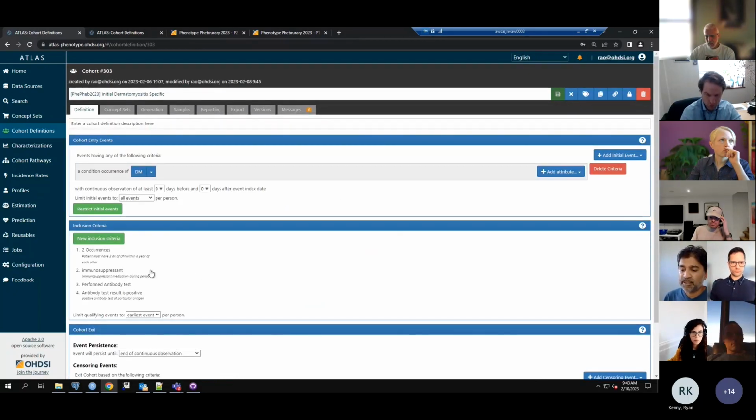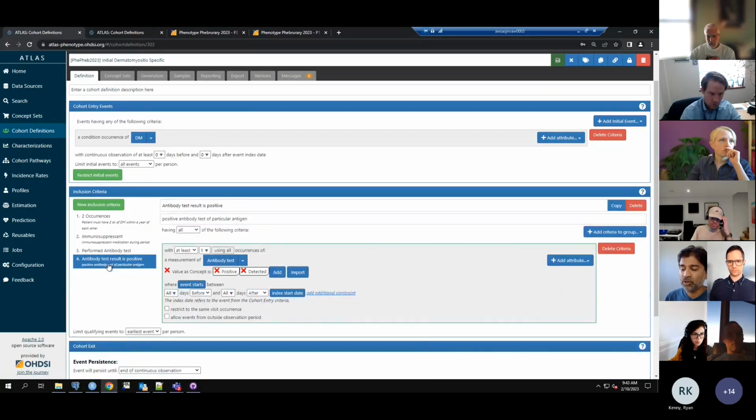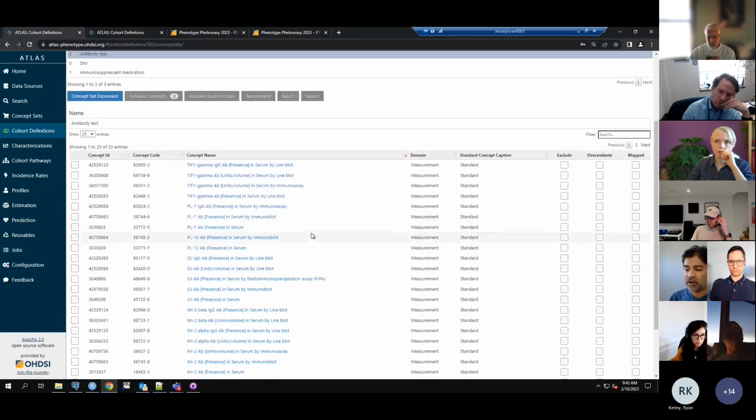So it's specifically this particular rule here. The rule said that in addition to requiring immunosuppressant therapy, you need to also have a positive test result for an antibody test, and these antibody tests are specific for this disease. So that's when we executed this particular definition on data sources at Johns Hopkins University and some of the data sources that I have access to. We found no records or very few records.